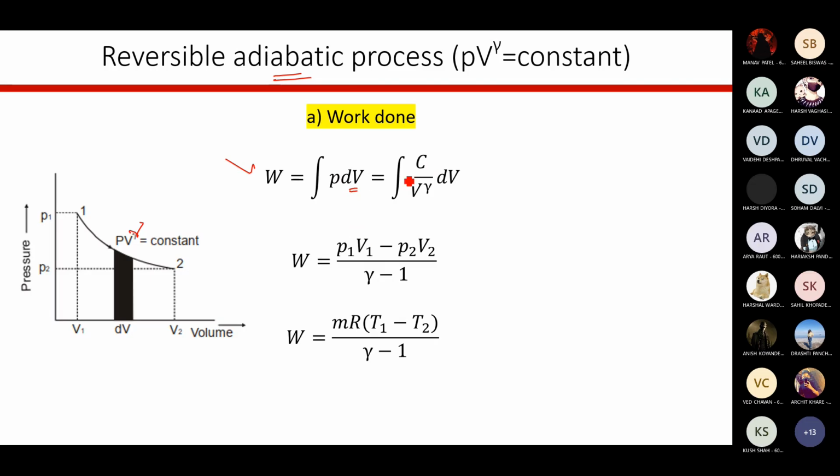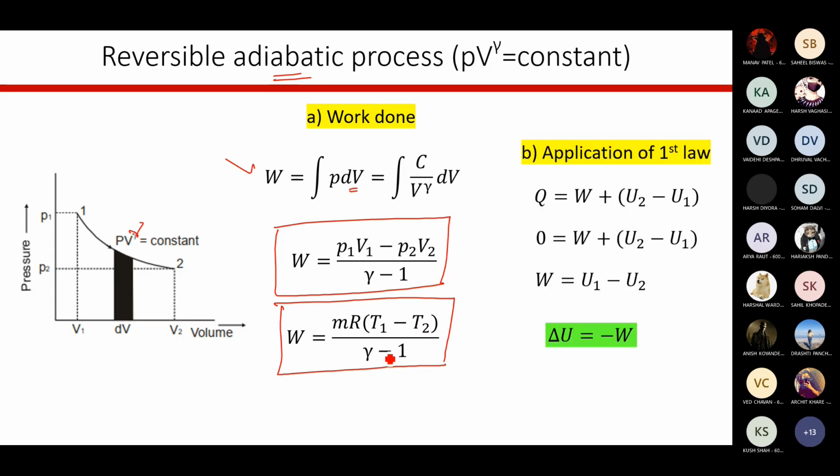The C can be taken out of the integral being constant, and once you solve this, we have already derived this equation. The work done in an isentropic process or reversible adiabatic process is (P1 V1 minus P2 V2) upon (gamma minus 1). And if you replace this term in terms of temperatures, the same can be written in this form. So W is mR (T1 minus T2) divided by (gamma minus 1).